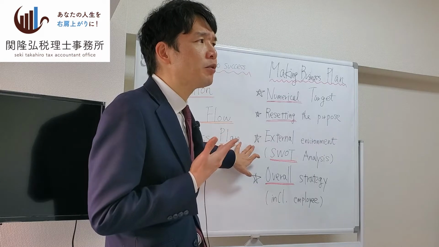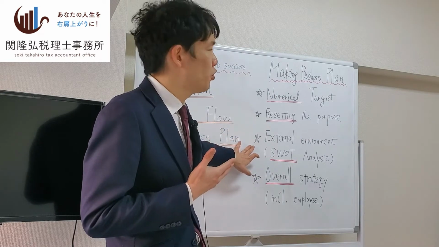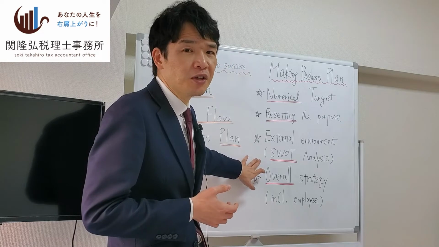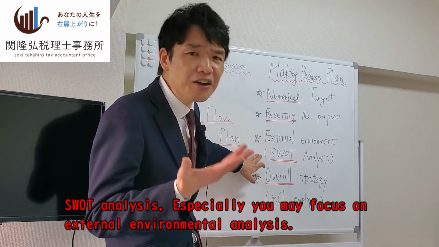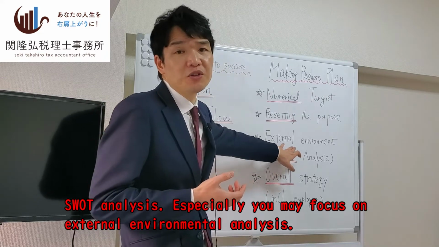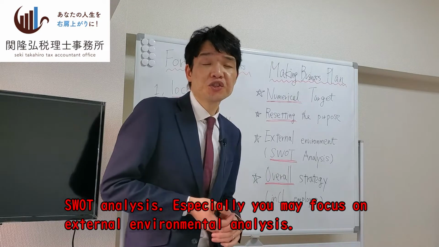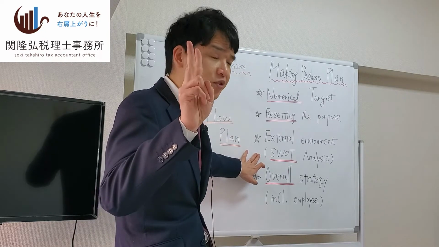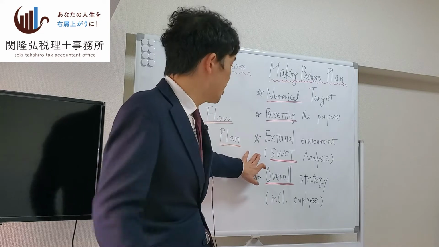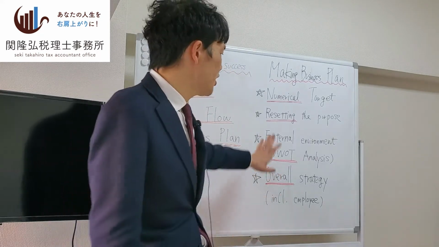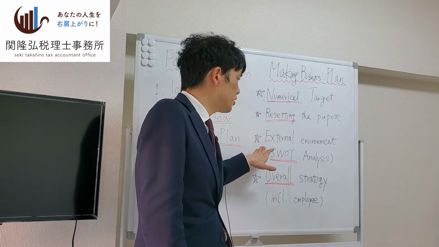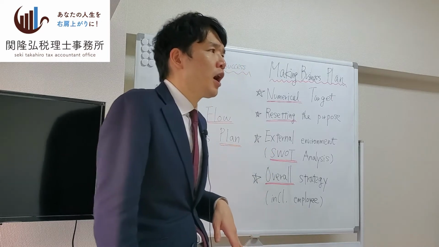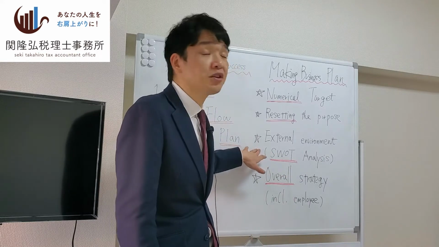Then I point out a business strategy tool to make a business plan, which is SWOT analysis. Especially, I highly recommend an analysis of the external environment. SWOT analysis shows at first strengths, secondly weaknesses, thirdly opportunities, and fourth threats. The analysis of the external environment is really helpful because we cannot find it out otherwise.